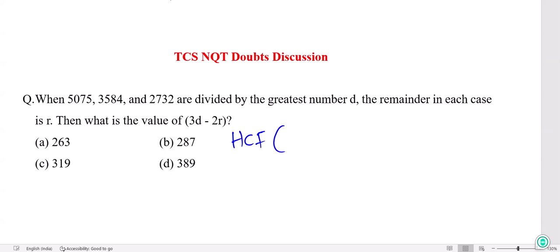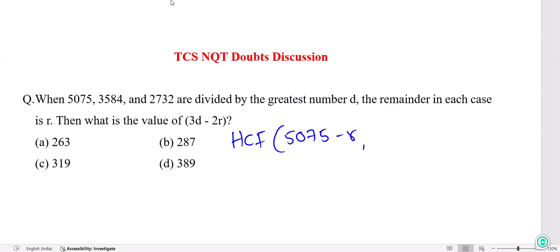This 5075 divided by the number is giving some remainder R. Means 5075 minus R is divisible by my HCF value. HCF means it should divide your value. Suppose for 20 and 30, what is the HCF? HCF is 10. 20 is divided by 10, 30 is divided by 10. So this inside value should be divisible by my HCF value.